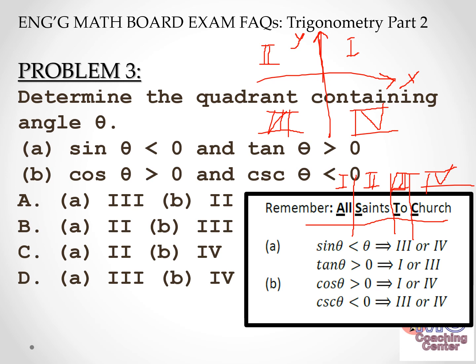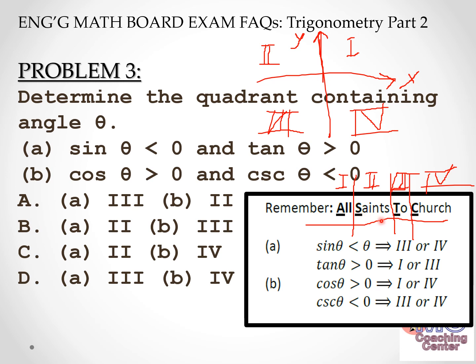Now, anong ibig sabihin po niyan, class? Sa quadrant 1, all trigonometric functions are positive. Dito sa quadrant 1, ang sine, positive, ang cosine, positive, ang tangent, positive, pati na yung mga reciprocal nila.